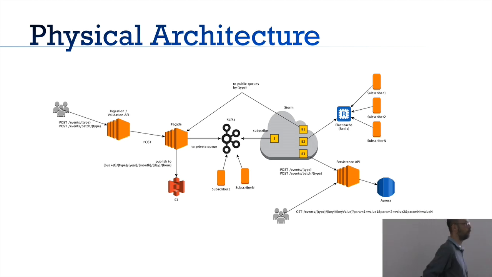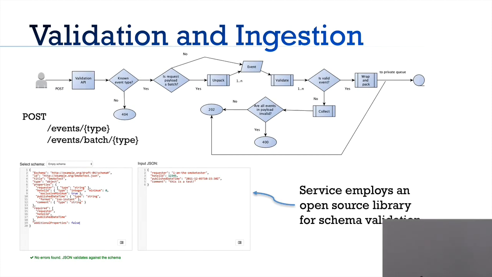Okay, we'll move on. So now this is kind of getting into the weeds a little bit. You saw in the physical architecture, we had the validation, ingestion, the facade, the persistence. I'm going to talk through what's going on in each of these in a little more detail. So the ingestion, what happens? They make a post request for a batch of records. It goes through this API.